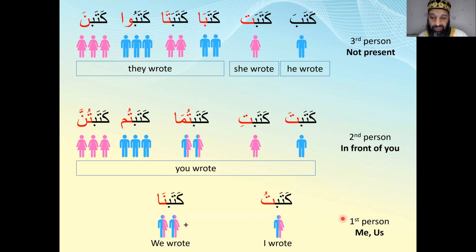It's just another way. First person, katabtu, male and female. Katabna is plural and dual. This one is just for masculine. This one is second person, feminine. Okay, so if you like it like that and you find it easier learning it like that, then this is for you. If you think no, I prefer the table, then forget this. Just go to the table.